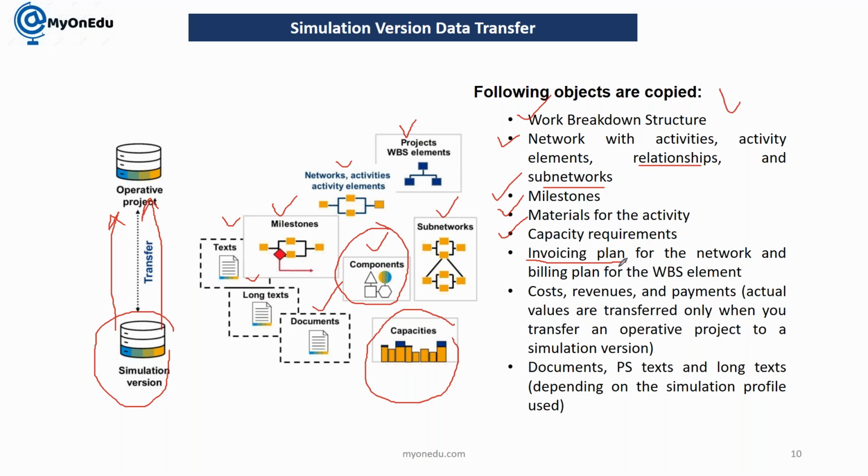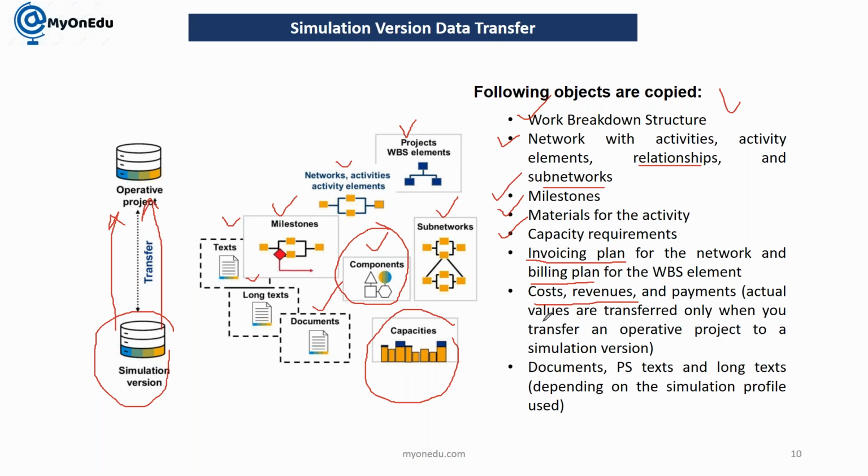Some of the objects which I'm explaining here will come in my upcoming sessions. If you refer to the same recording after 5 or 6 sessions, you will be able to correlate what exactly I am saying here. For the invoicing plan, basically you can create one invoicing plan in a WBS element where you are going to generate an invoice for your customer. You can generate a billing plan, and that will also be transferred.